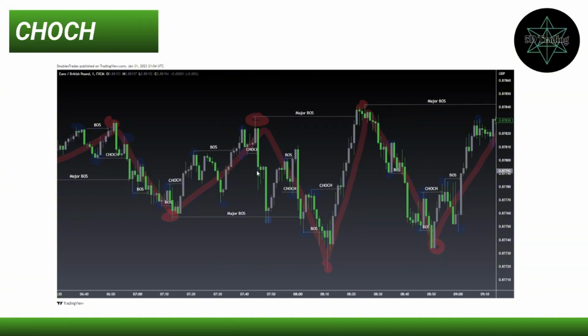And then when it's coming back down to take out the low, we have another internal change of character, this time to the downside. And then we take out this low here, continuing bearish, but then we actually come all the way up and take out the external high, which means we have an external change of character, and then the overall trend of the market is actually changed.